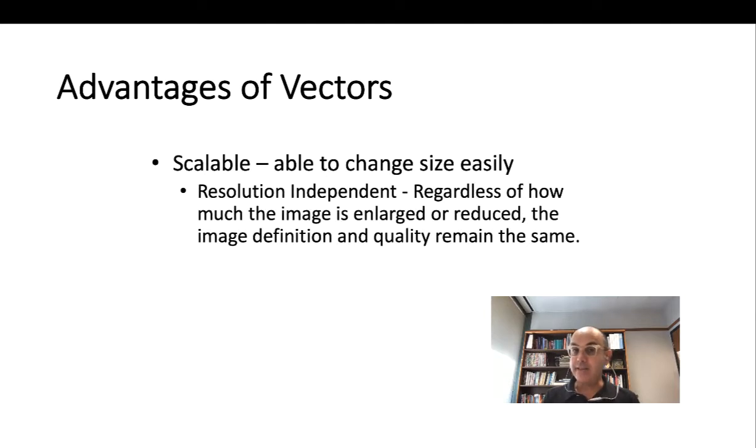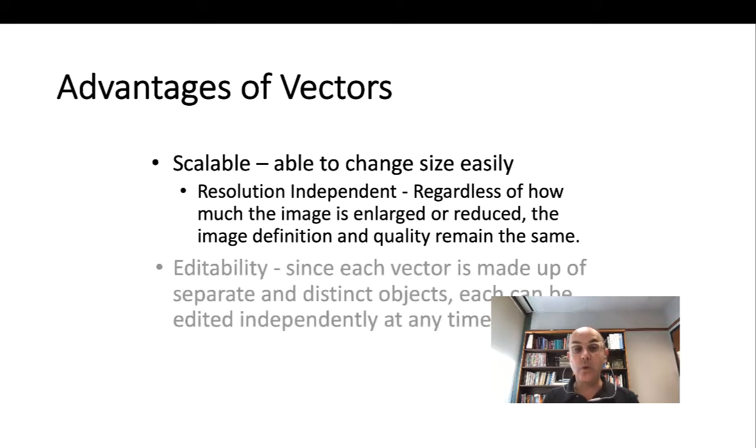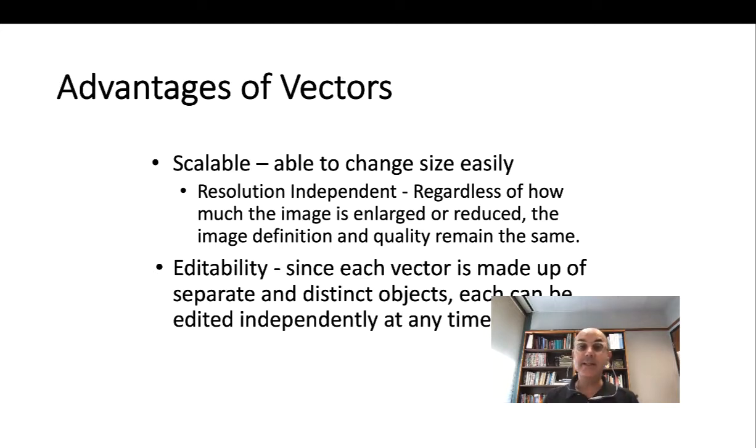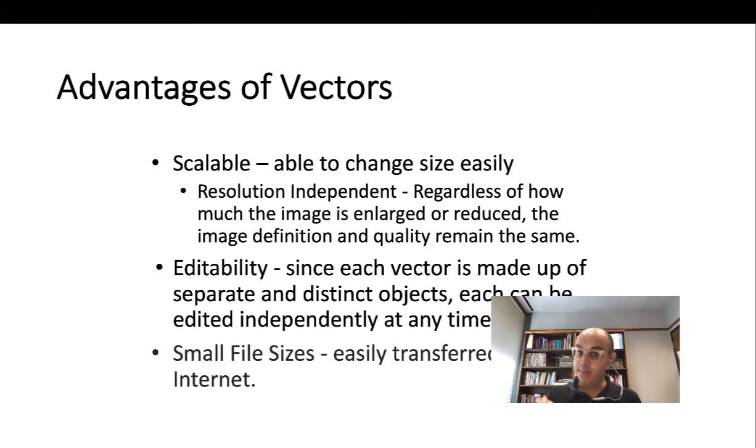So the advantage of vector is scalability, the ability to change size easily, which is quite an important element. It allows us to edit, since each vector is made up of separate objects, so we can edit each object independently at any time, which is really important compared to the pixels.